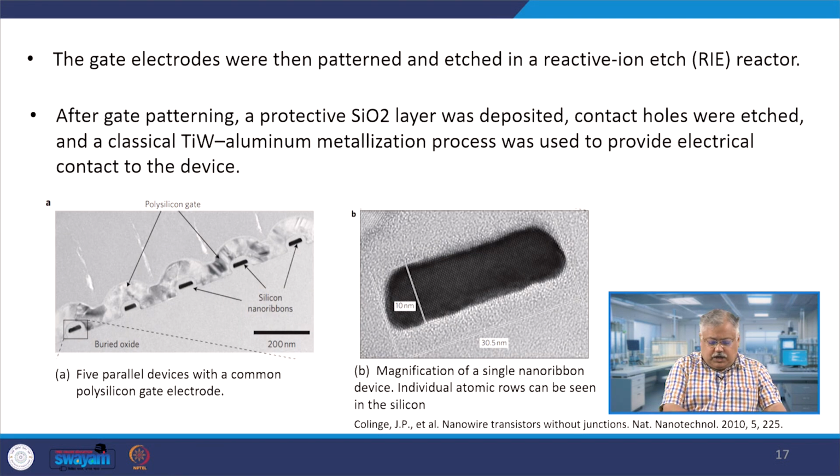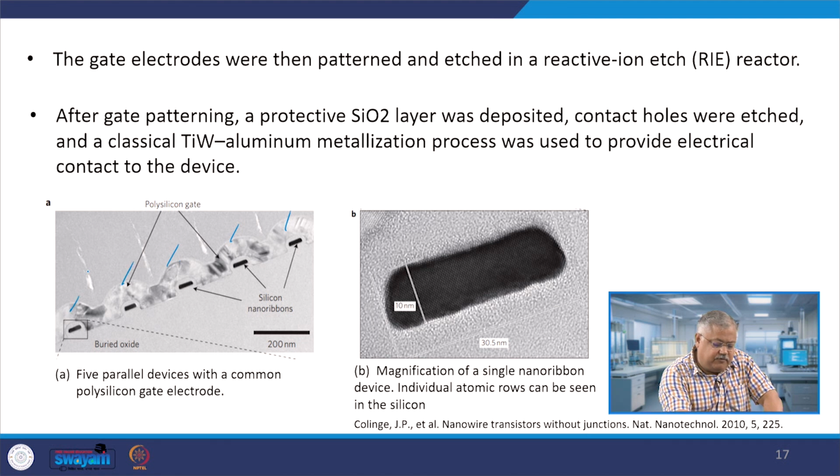Now what you do is reactive etching. The gate electrodes, which are metal gate electrodes, are patterned using an RIE reactor. After the gate patterning is done, you grow a layer of silicon dioxide, which acts as a passivation layer, right? Then contact holes are etched, and using an aluminum metallization process, you can provide electrical contact to the device.